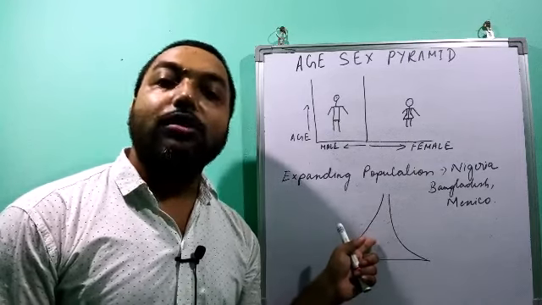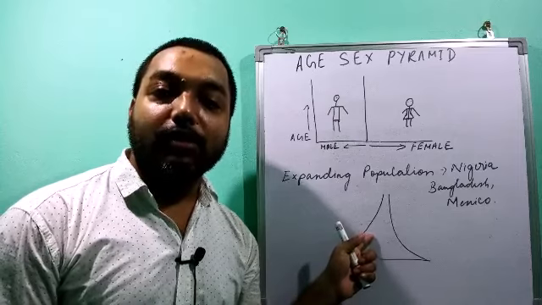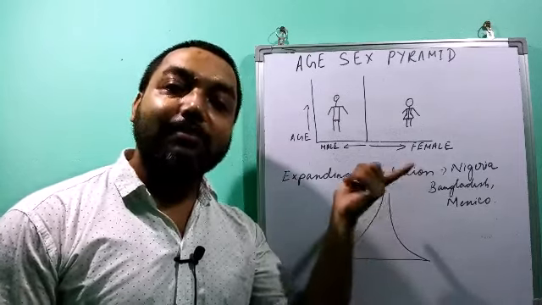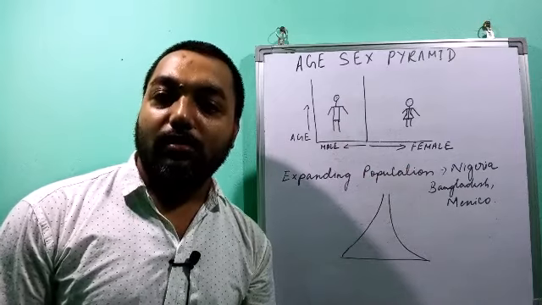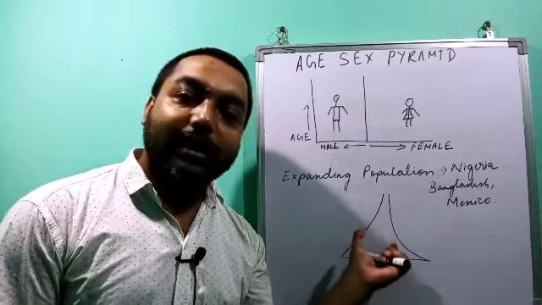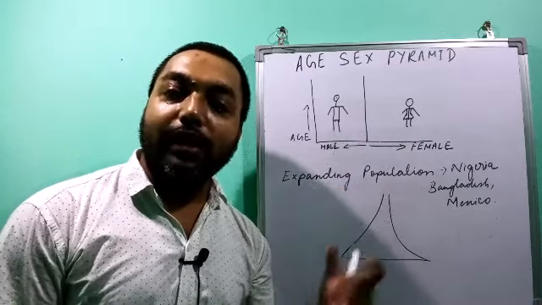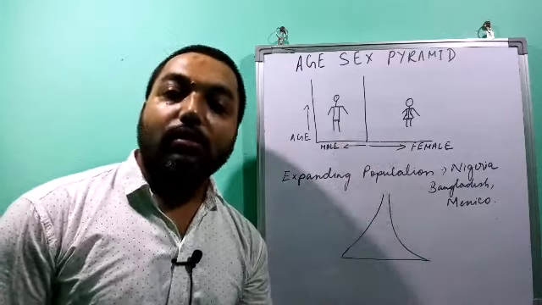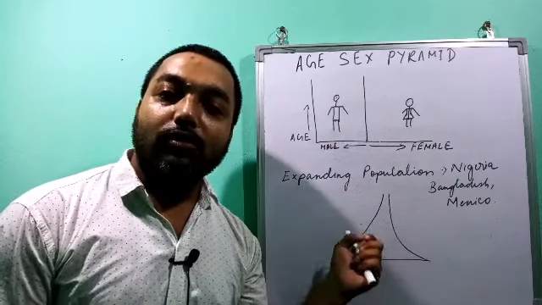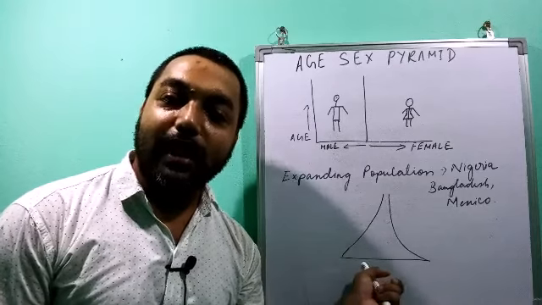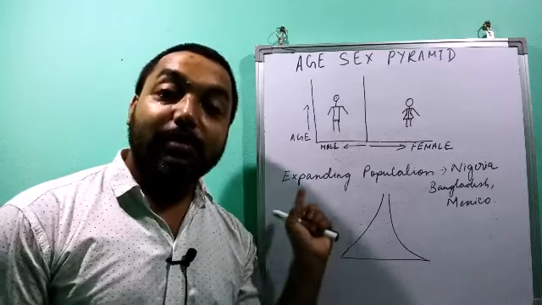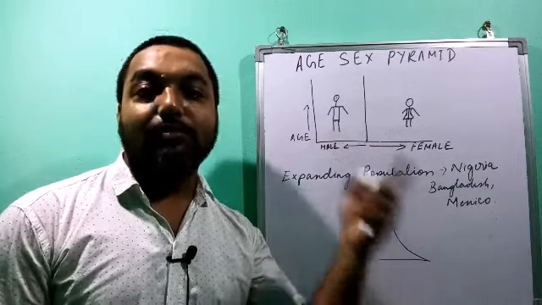Then, because of bad economic conditions, no job facility and no income, people migrate to other places where there is a good economic condition or good job facility. So when the age group reaches old age, the population pyramid becomes very narrow. So these are the causes. First, the birth rate is high, then life expectancy is low, and third, people migrate from those countries to other parts of the world.